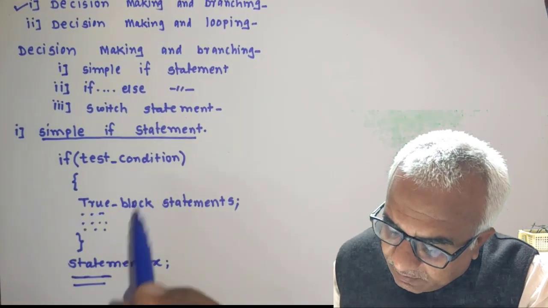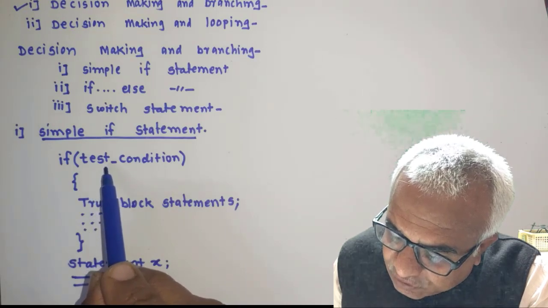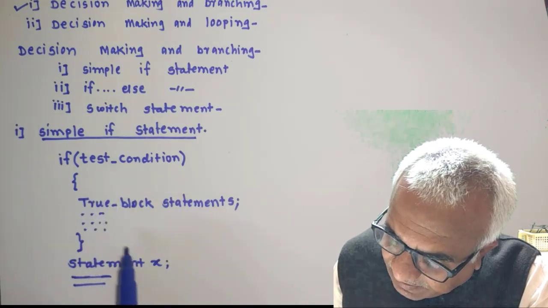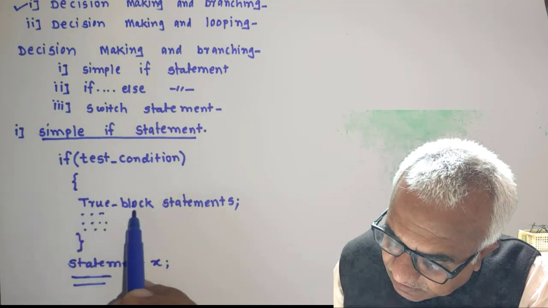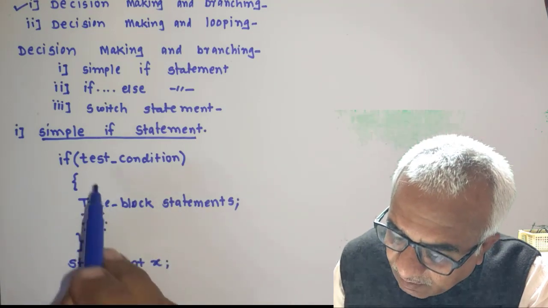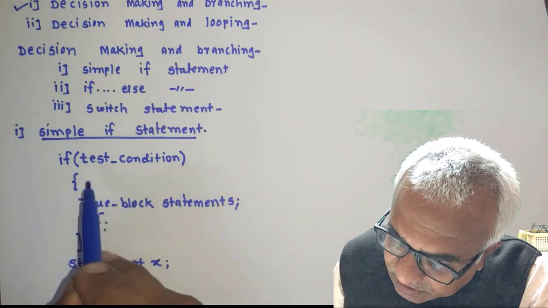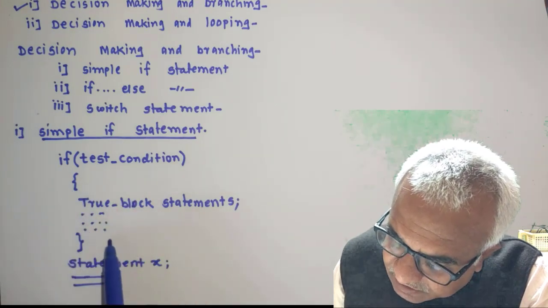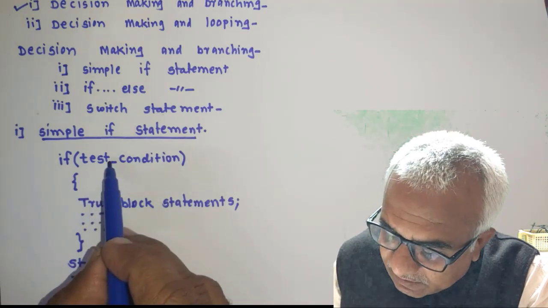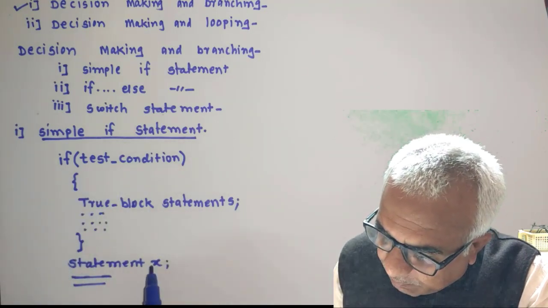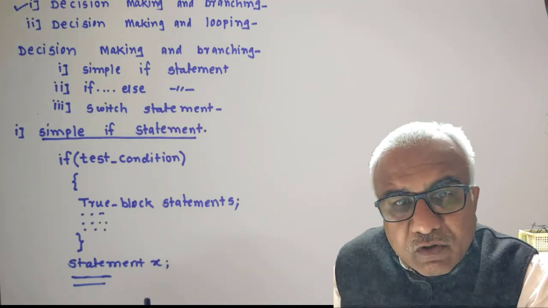So in this way, if the test condition is true, statement X is executed after executing all the statements present in the true block. And if the test condition is false, then these statements are skipped, they are not executed at all, and directly statement X and further statements are executed.